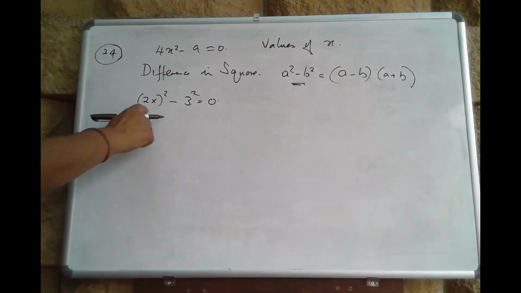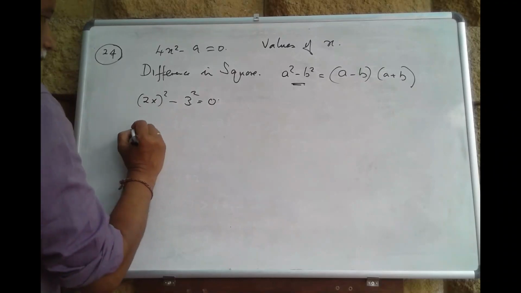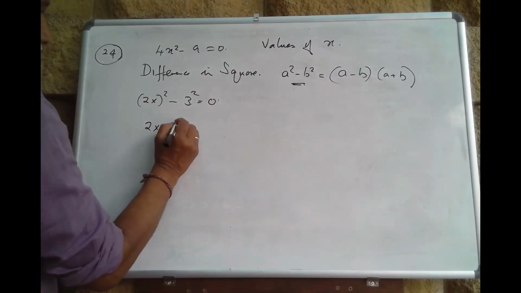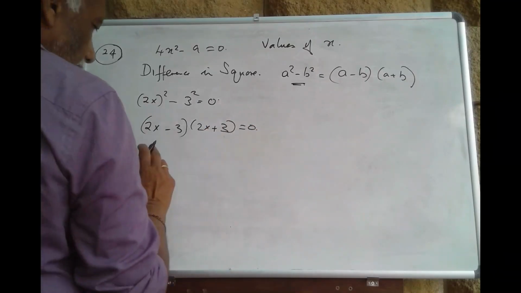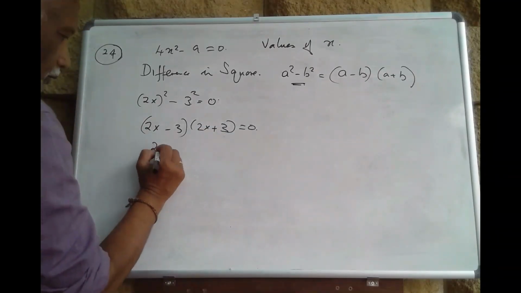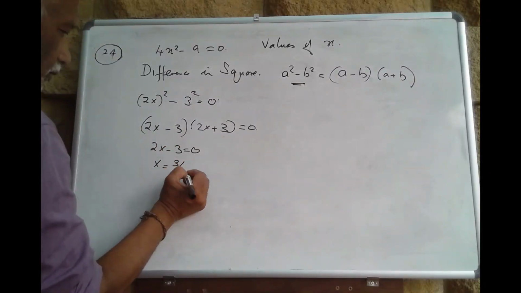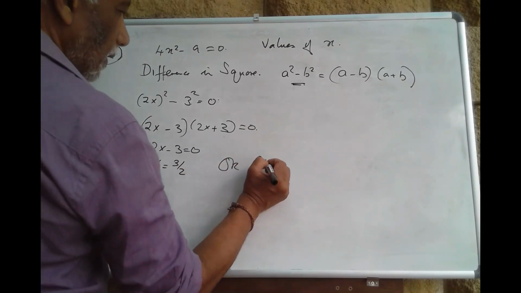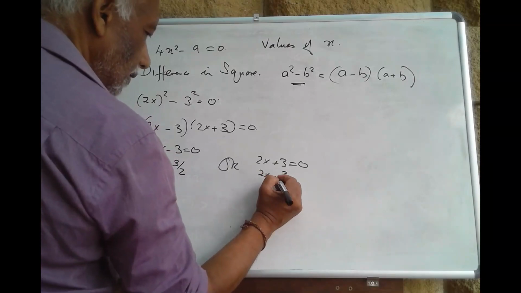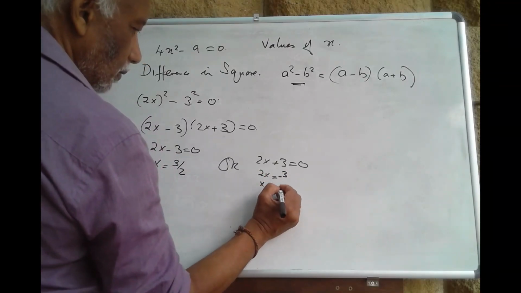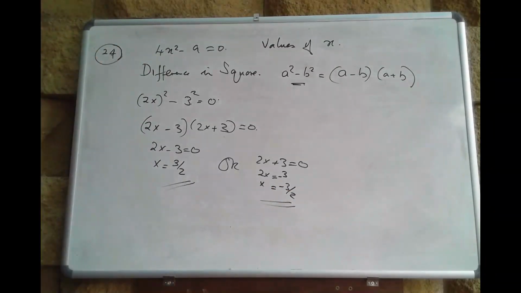So that is equal to that, and that is equal to that. So now it's exactly the same. So the answer is going to be 2x minus 3 and 2x plus 3 equal to 0. So individually they are equal to 0. So 2x minus 3 equal to 0, therefore x is equal to 3 over 2. Or you can write 2x plus 3 equal to 0, so 2x equal to minus 3, therefore x is equal to minus 3 over 2. So that is the answer for that question.